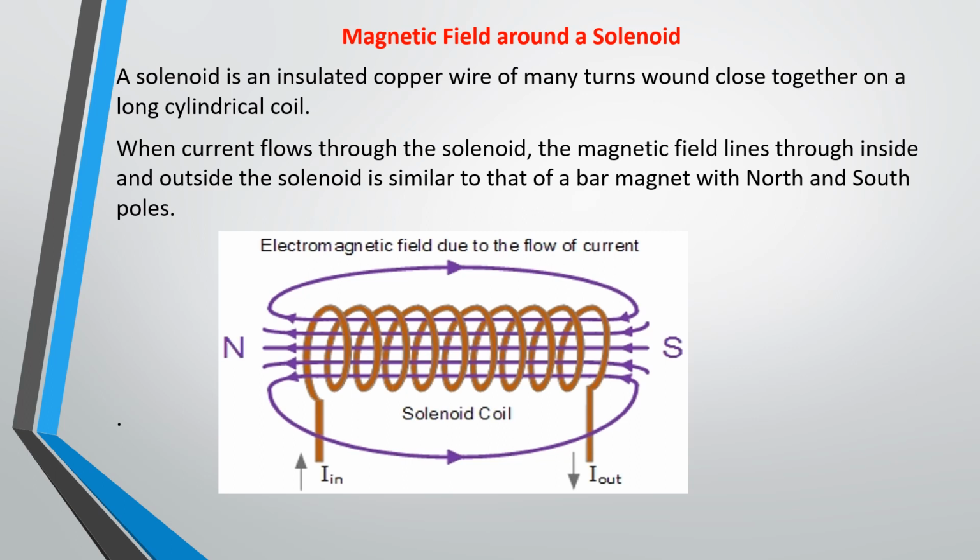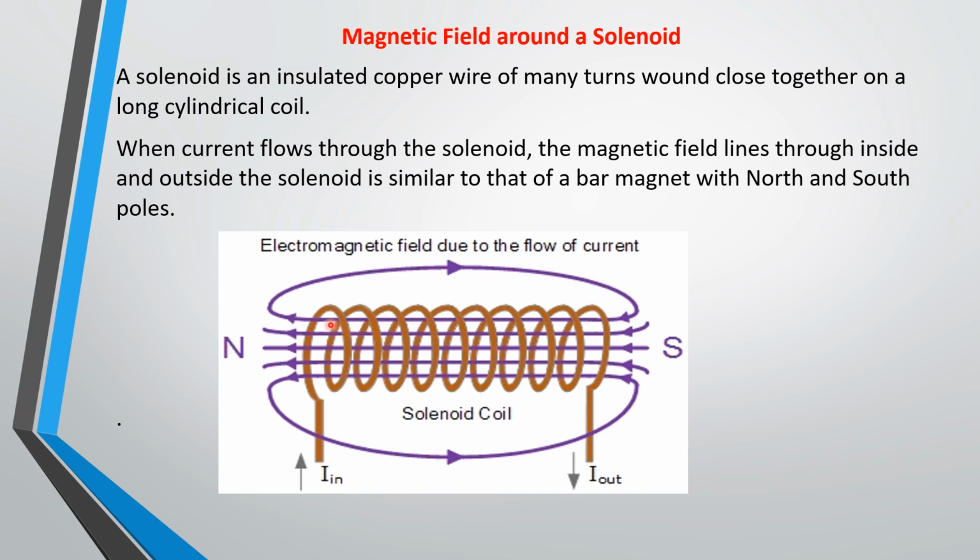Magnetic field around solenoids. So this is a picture of a solenoid. A solenoid is made of insulated copper wire that has many turns and is wound around a cylindrical core. The cylindrical core can be a piece of soft iron at the center here.